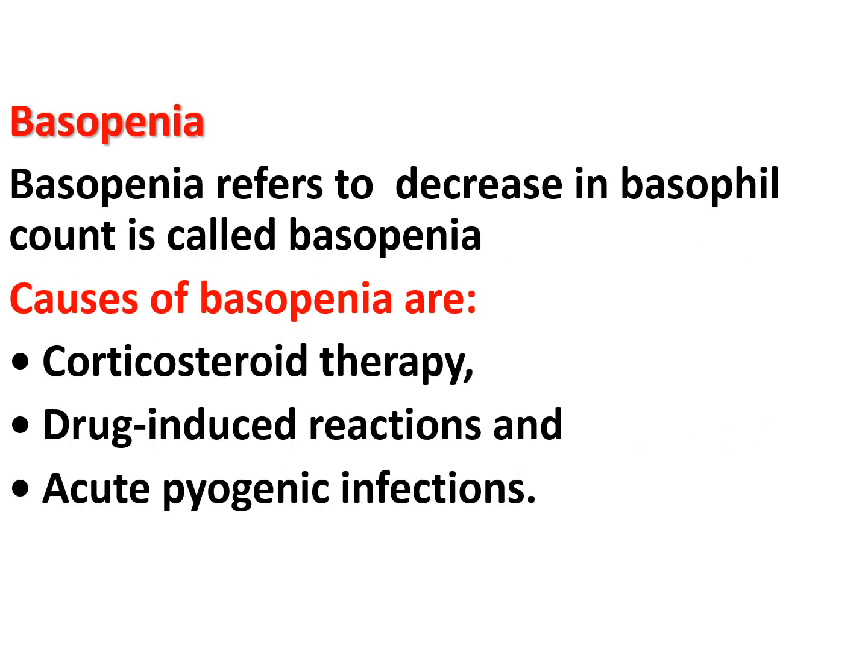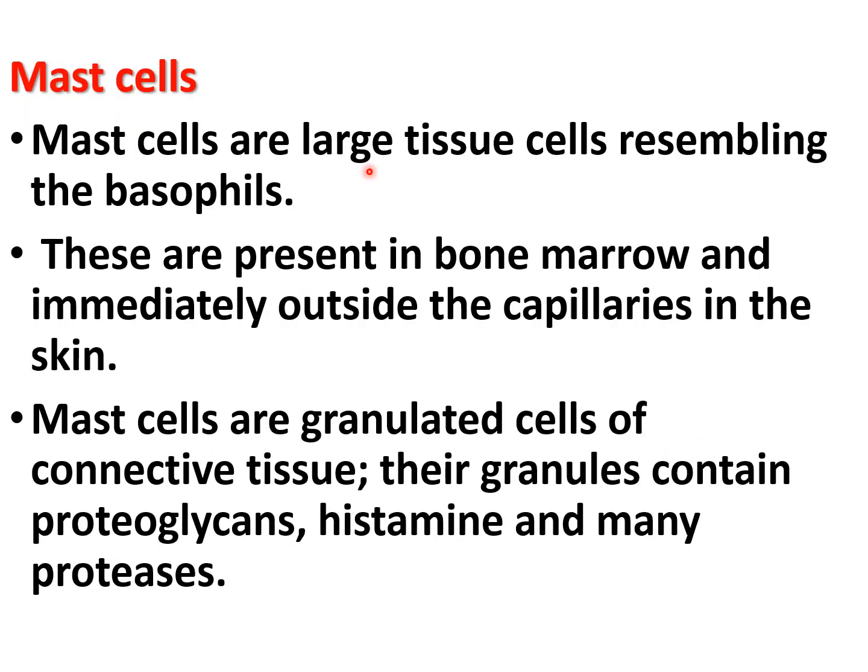Then decrease in basophil count is known as basopenia, and basopenia is seen in corticosteroid therapy, drug-induced reaction and acute pyogenic infection. Now mast cell. Mast cells are large tissue cells resembling basophils, and they are present in the bone marrow and immediately outside the capillaries in the skin. These are the granulated cells of connective tissue, and their granules contain proteoglycans, histamine and many proteases.